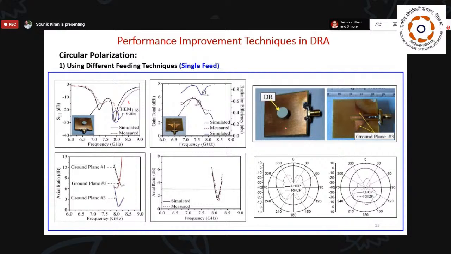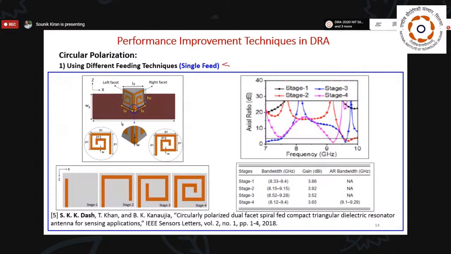This is another technique that we used. This is also a single feed technique. As I already told you, we always focus on single feed techniques, because they make the antenna very simple, with no complexity. What we did here is, instead of taking a cylindrical shape, we have used a rectangular one.